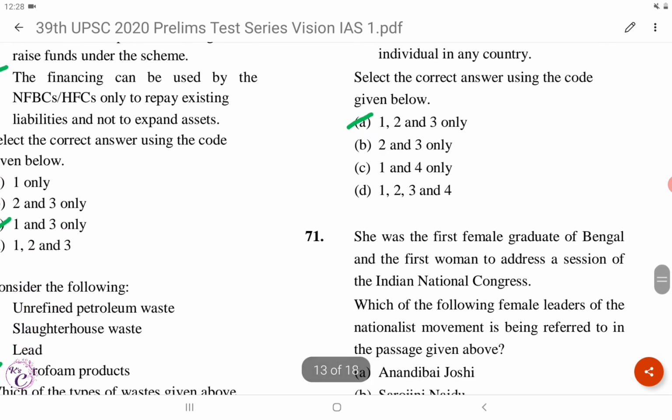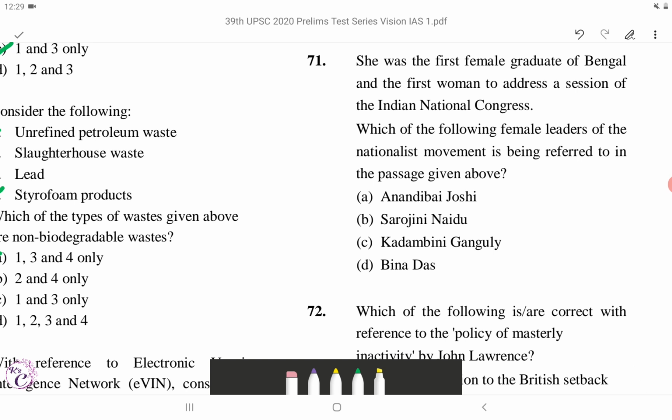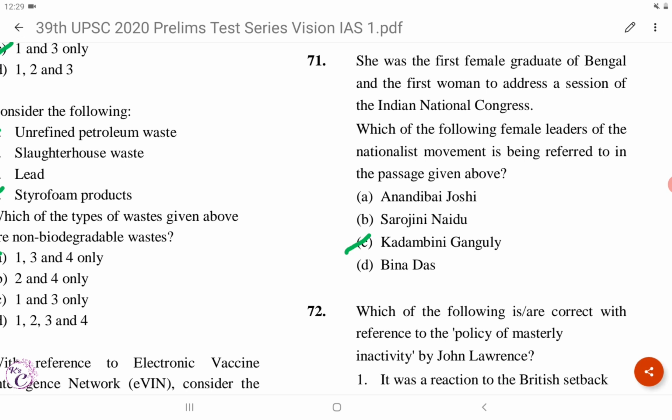Now, let's come to question number 71. She was the first female graduate of Bengal and the first woman to address a session of the Indian National Congress. Which of the following female leaders of the nationalist movement is being referred to in the passage given above? A, Anandibai Joshi. B, Sarojini Naidu. C, Kadambini Ganguly. D, Bina Das. The correct answer is C, that is Kadambini Ganguly.